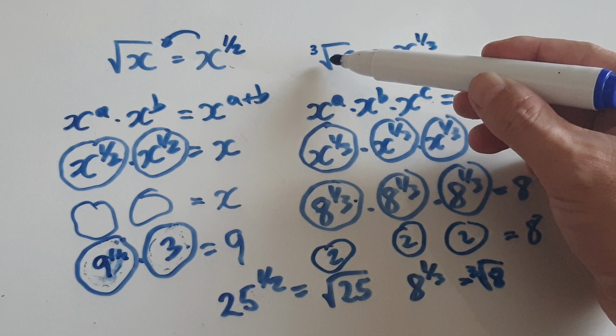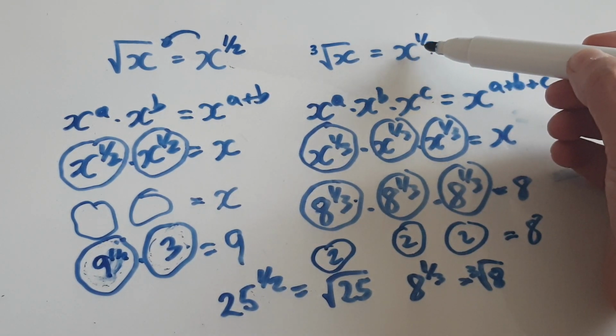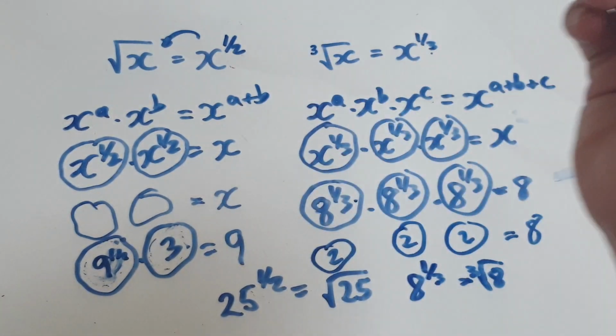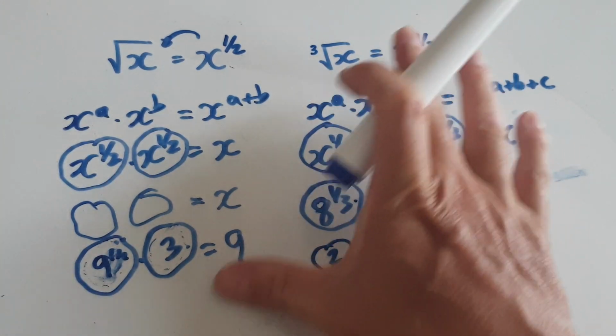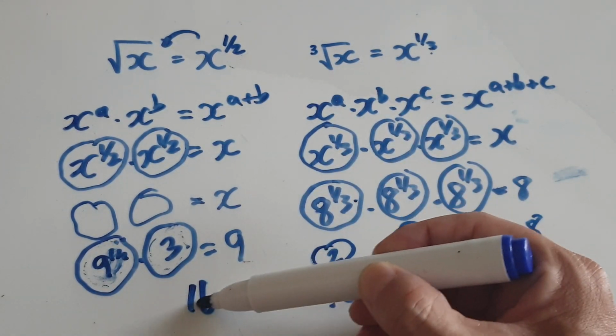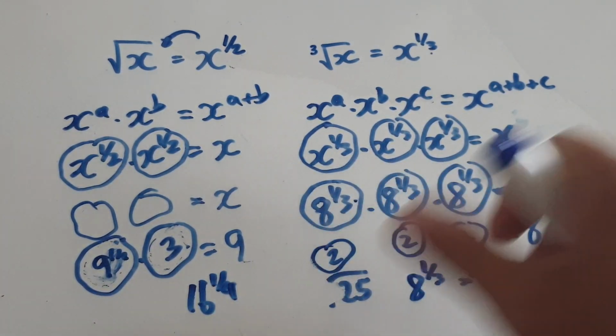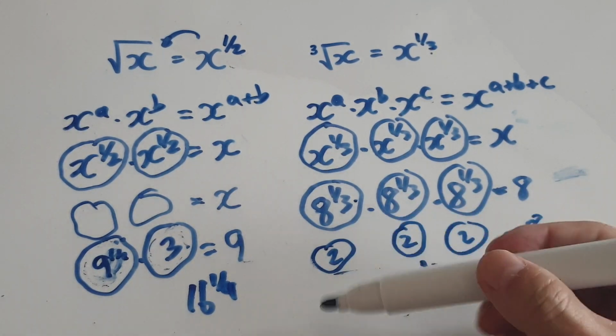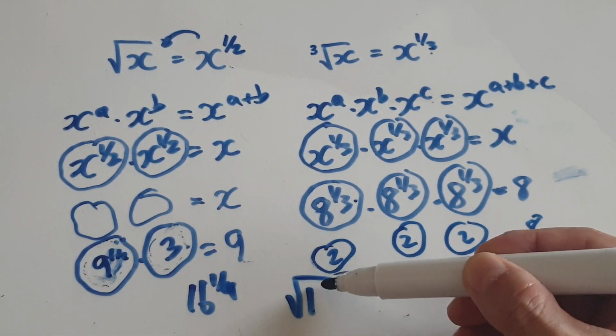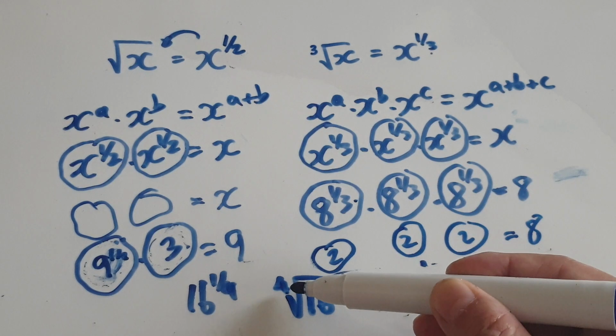The cube root of x is really x to the power of a third. Square root of x is x to the power of a half. And if you have something like 16 to the power of 1 over 4, it's really the fourth root of 16, with a 4 here. Okay?